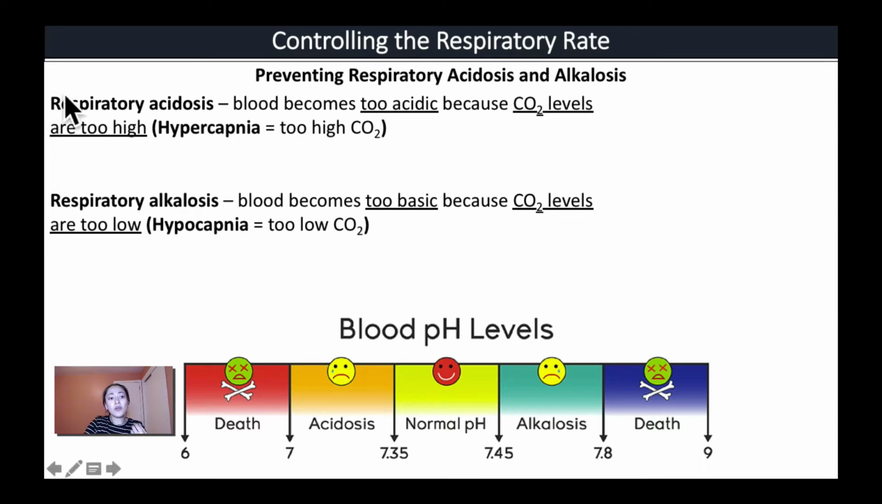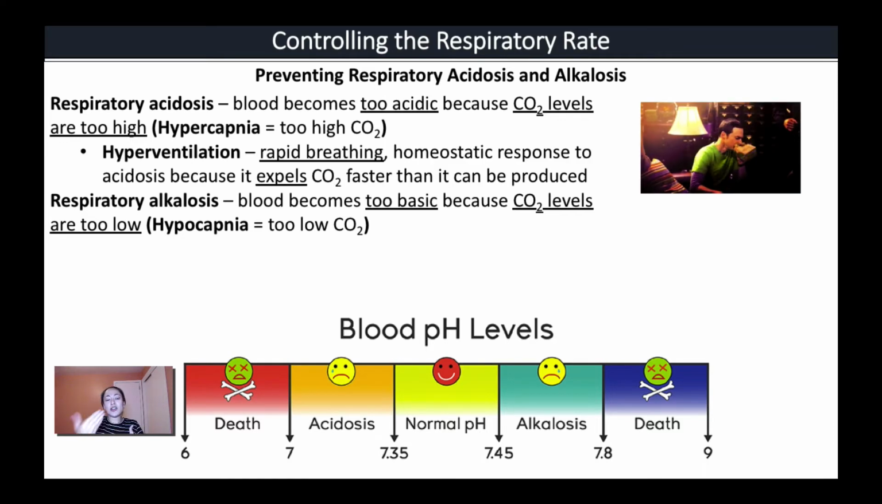So how can your body reverse respiratory acidosis? If your carbon dioxide levels are too high, one thing your body can do is increase your breathing rate. If you have really rapid breathing, that would be hyperventilation, when you're breathing out really fast. And hyperventilation allows you to expel carbon dioxide faster than your body can make it. So it's a way to get rid of carbon dioxide.